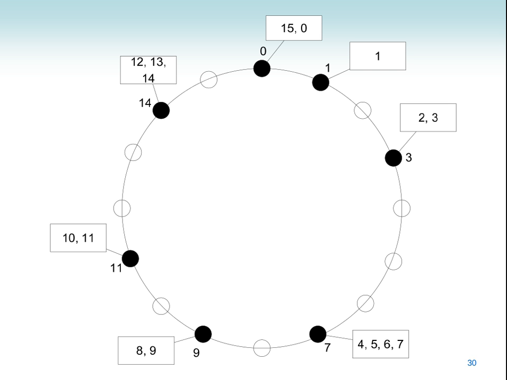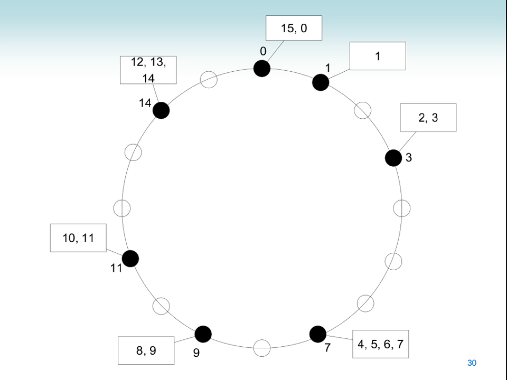And remember, the resources are stored on nodes where the resource with key 7 is stored on node with ID 7. Resource with key 4 is stored on node with ID 4. But node with ID 4 doesn't exist, so it's stored on node 7.